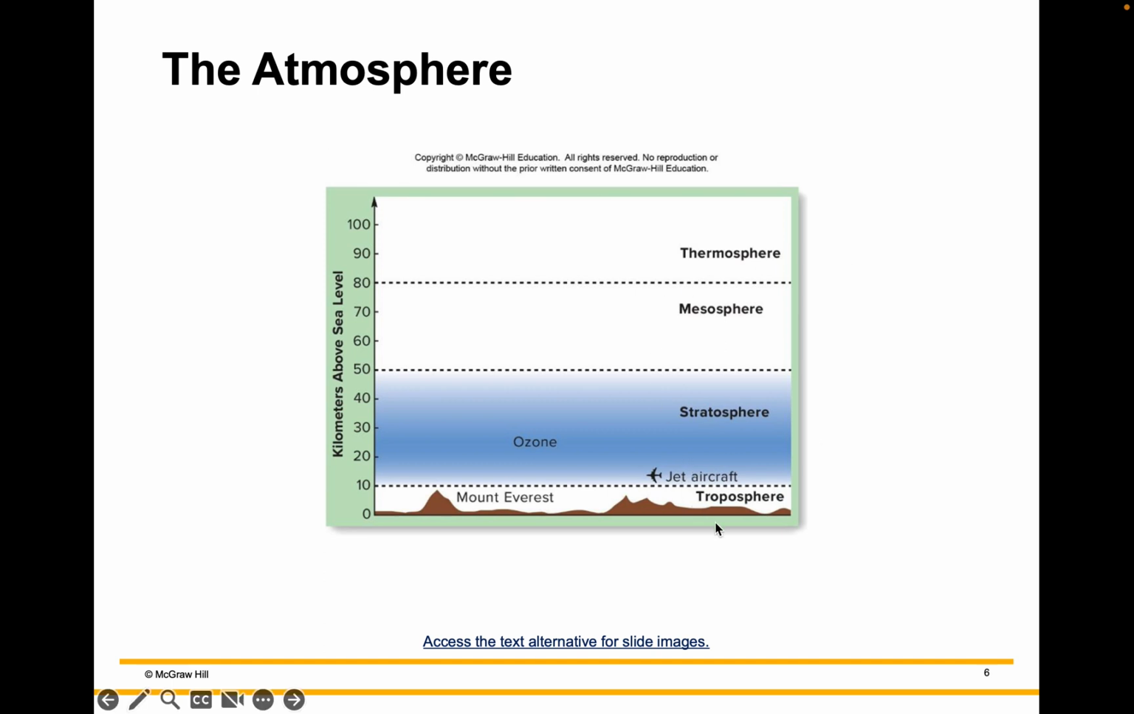The atmosphere is made up of 4 layers. So starting down at the surface of the Earth, we breathe in the troposphere. Above that is the stratosphere. This is where the ozone layer is that protects us from UV radiation. Above that is the mesosphere, and then above that is the thermosphere.